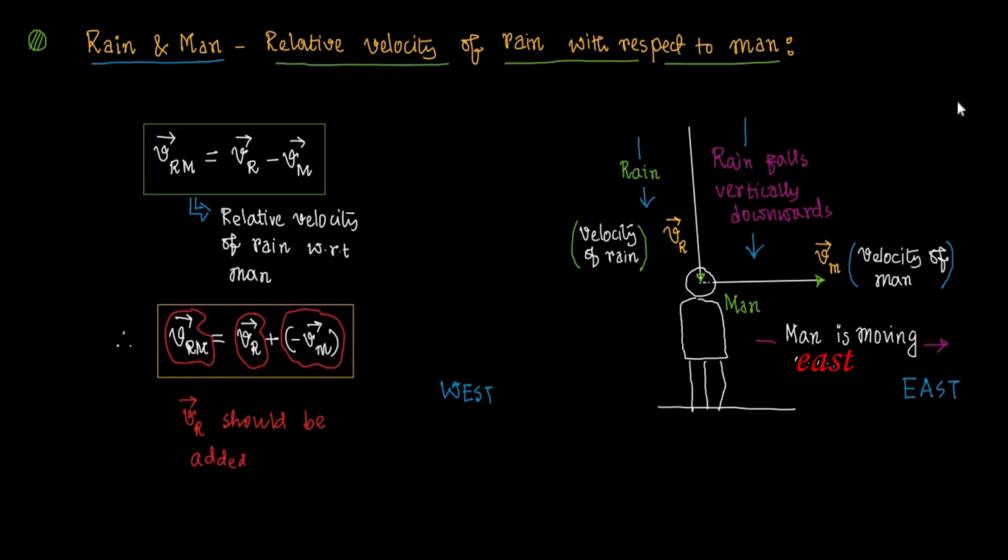Vector vr should be added with minus vector vm to find vector vrm, the relative velocity of rain with respect to man. Obviously, to find vector vrm we have to use the parallelogram law.